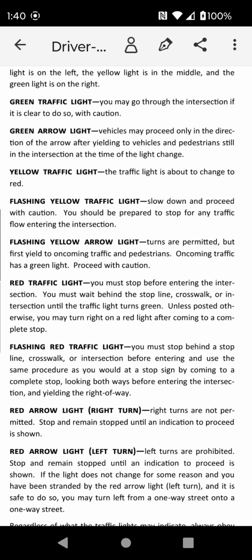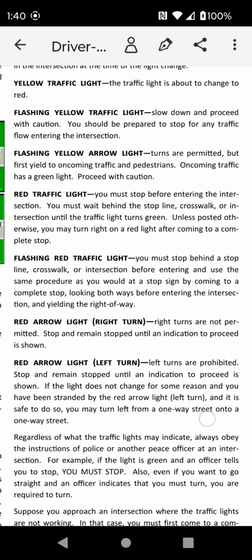Proceed with caution. A red traffic light indicates that you must stop before entering the intersection. You must wait behind the stop line, crosswalk, or intersection until the traffic light turns green. Unless posted otherwise, you may turn right on the red light after coming to a complete stop.